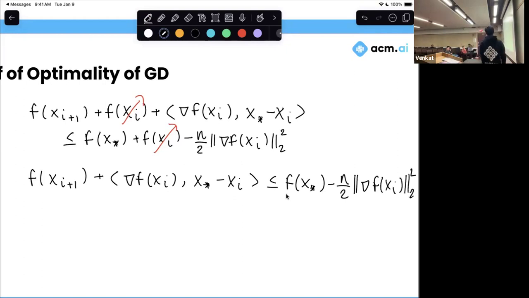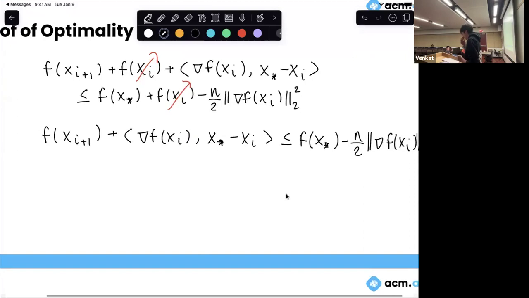So I just rewrote the same thing with x's. So far, so good. Okay. We haven't actually used anything about gradient descent yet, right? This is just a property about your function being beta smooth and convex. You can get here. But now what we know from gradient descent is we have the following.